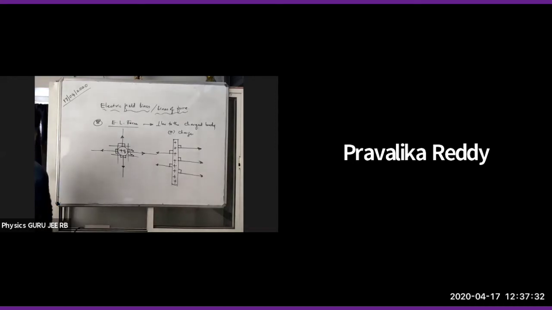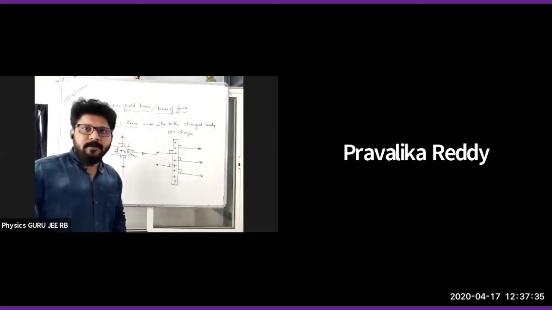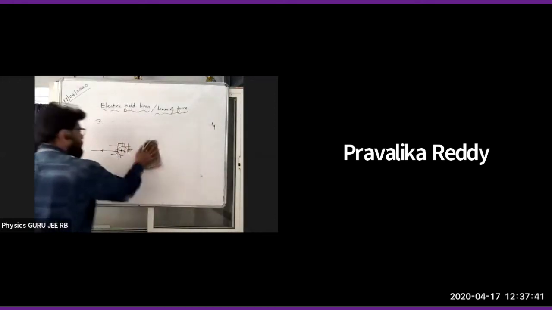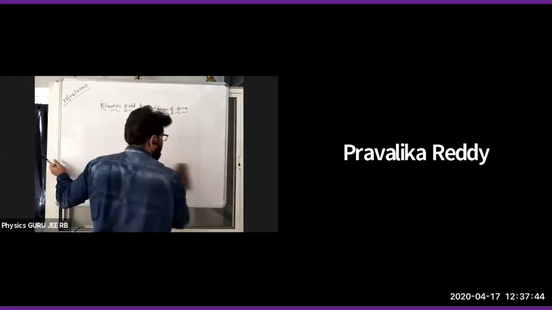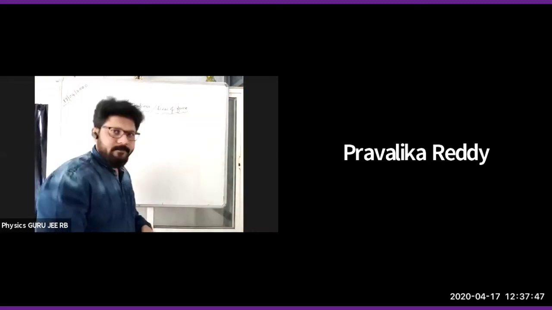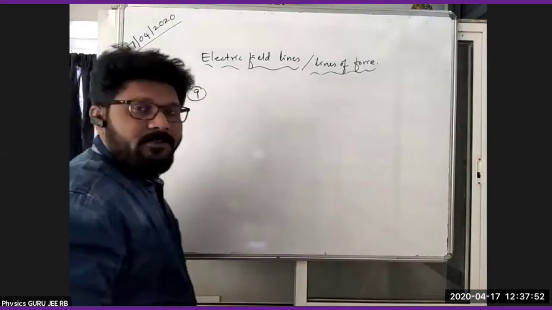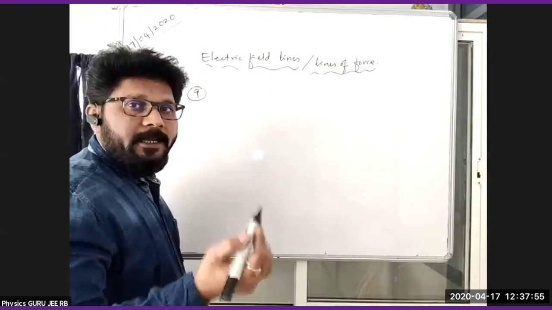Next, the ninth one. Shall we proceed? All of you? Right. Ninth property. So if I take an electric line, right? Ninth property: the tangent drawn at any point gives the direction of the electric field.